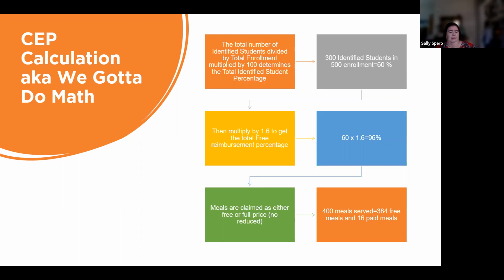Your meals are claimed as either free or full price. There's no reduced in CEP. So at that school that had 500 students, if 400 of them showed up for lunch, you would be reimbursed for 384 free meals and 16 paid meals. So in other words, you would get quite a bit of money for the free meals and you would get hardly anything for the paid meals. But hopefully this is all going to work out because of a low amount of paid meals. And when you factor in other things that we're going to go through, you'll see how that can work.